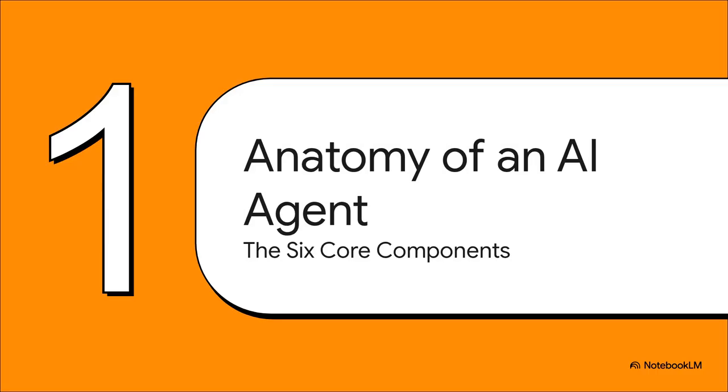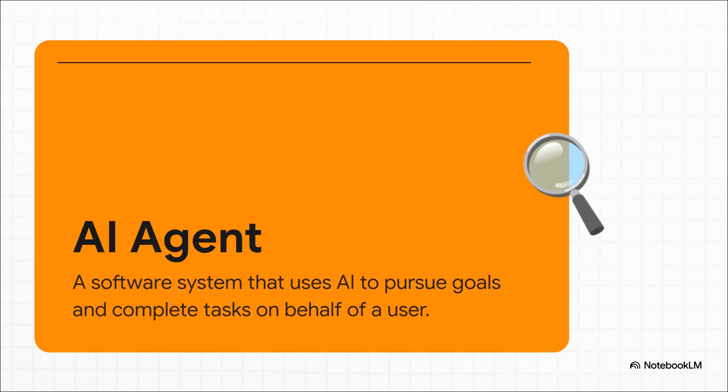Okay, first up, the anatomy of an AI agent. And here's the thing. Every single agent, doesn't matter if it's super simple or incredibly complex, is built from the exact same fundamental pieces. So let's look at the 6 core components that make up pretty much any agent out there. So first things first, what is an AI agent really? Well, at its core, it's just a piece of software that uses AI to go after goals and get tasks done for you. The best way to think about it, honestly, it's like a digital employee. You can hire it for a super specific job, maybe a research assistant or someone to schedule your meetings.